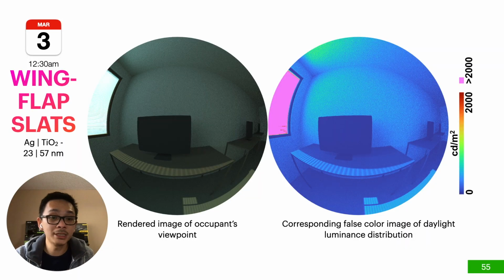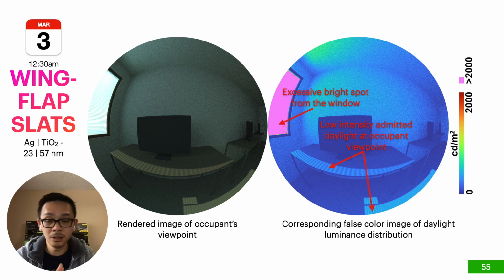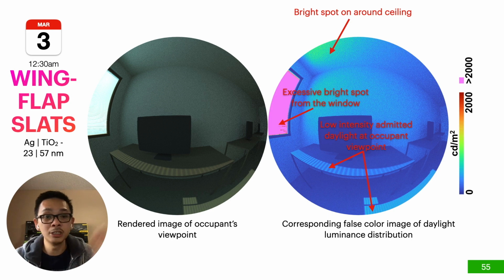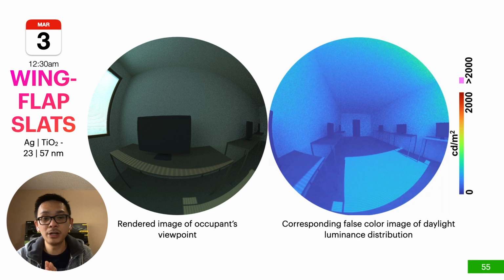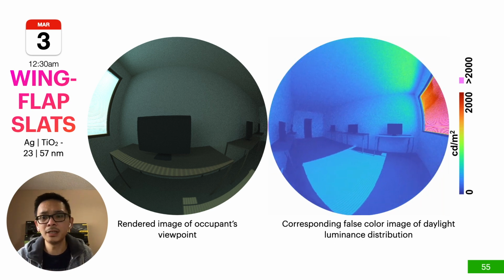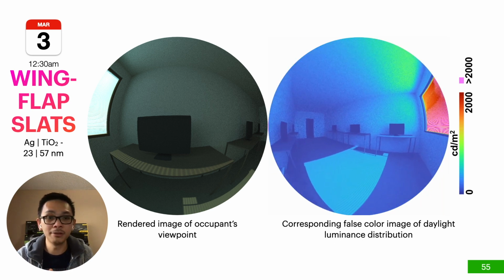This is what we see from the occupant's position, and we still can see there's a bright spot on the windows, and there's still low intensity falling on the table and the floor, but that is not typically serious. And we also saw some improvement on the bright spot on the ceiling, which tells us that there is some degree of daylight redirecting effect that we see over here.